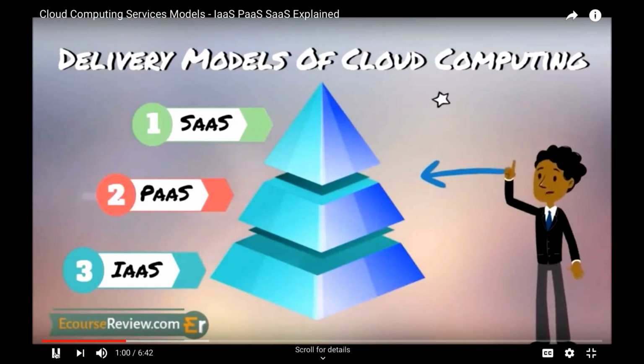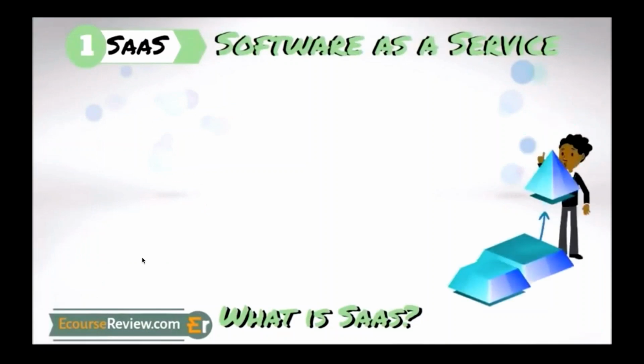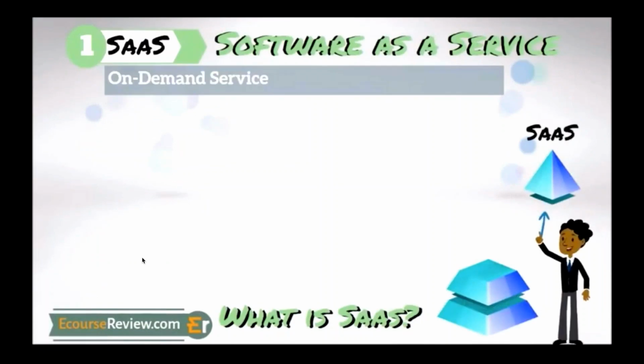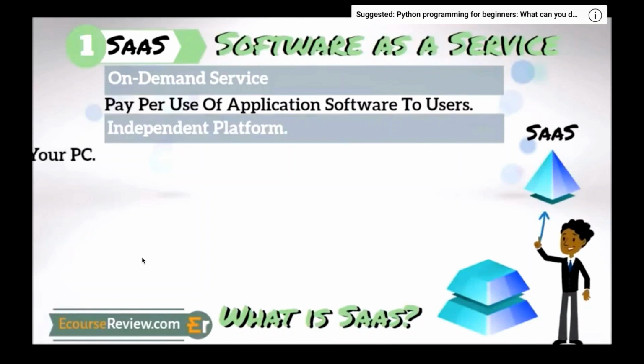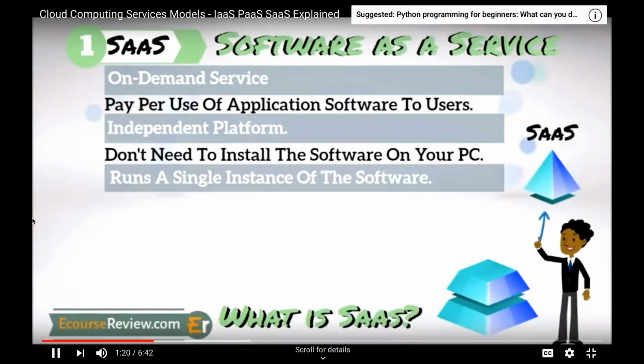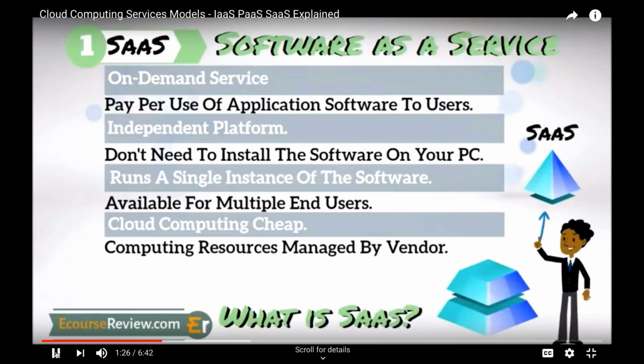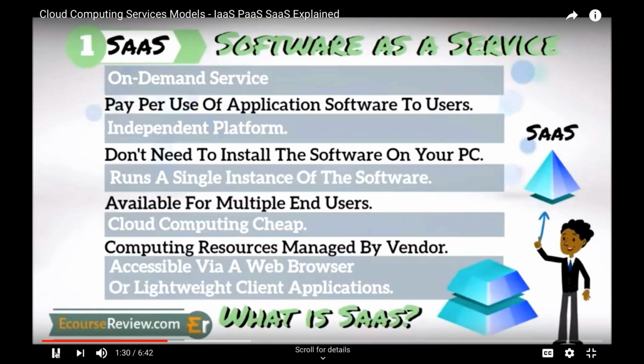What is SaaS? SaaS, or software as a service, offers on-demand pay-per-use application software to users. Unlike licensed programs, this service is platform independent, and you don't need to install the software on your PC. The cloud runs a single instance of the software and makes it available to multiple end users, which makes cloud computing cheap. All computing resources delivering SaaS are entirely managed by the vendor, and it is accessible via a web browser or lightweight client applications.